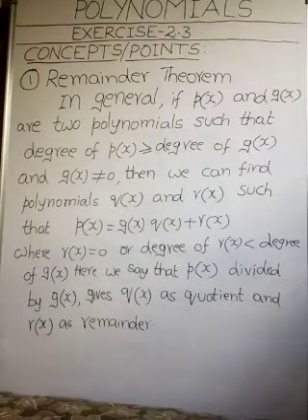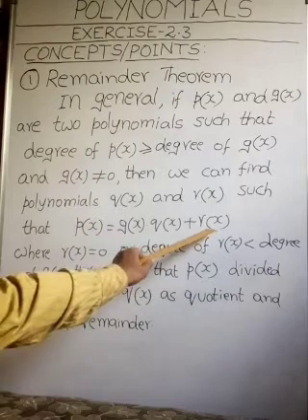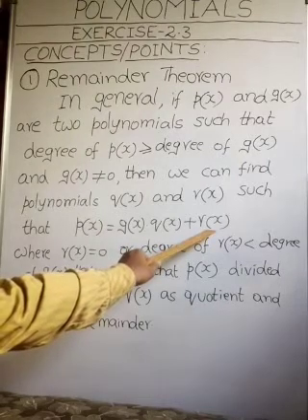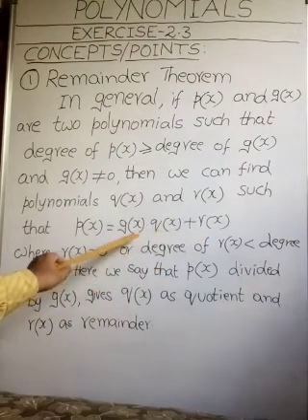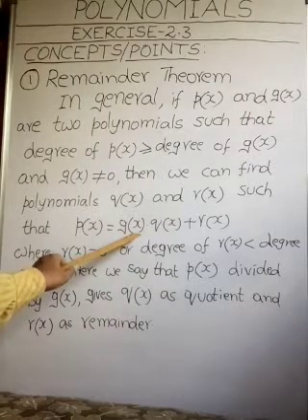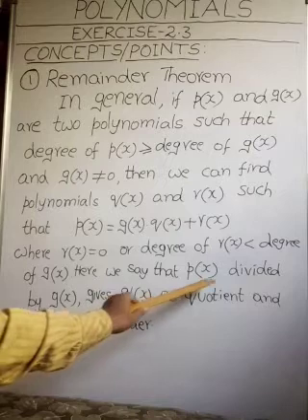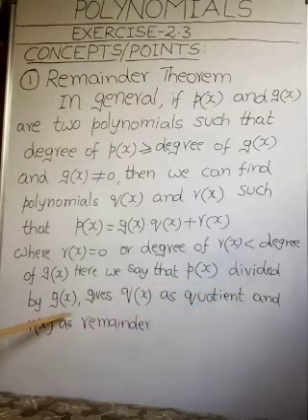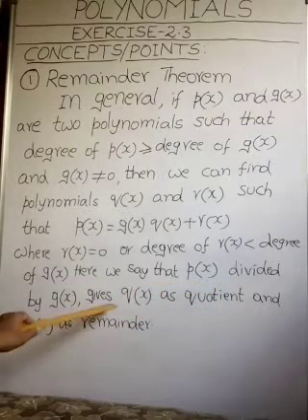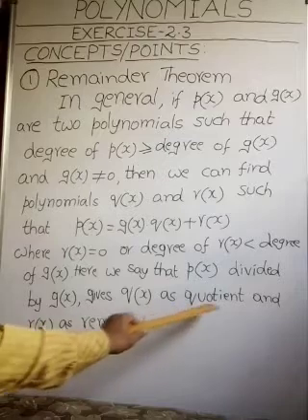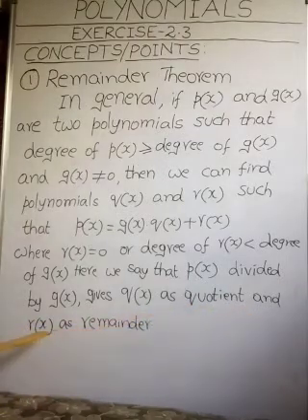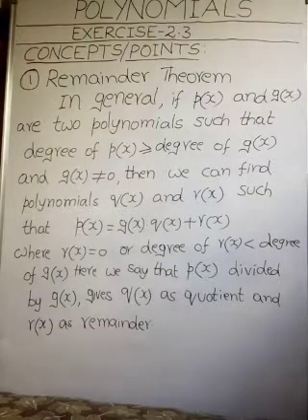In that case, the degree of this remainder is less than the degree of g of x. Here we say that p of x divided by g of x gives q of x as quotient and r of x as remainder. Understood this step, my little children? Right.